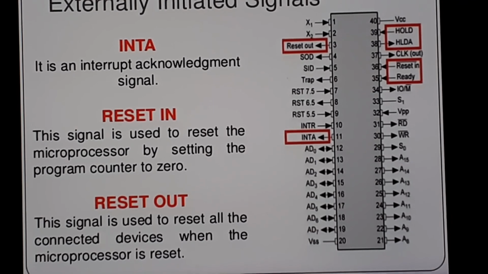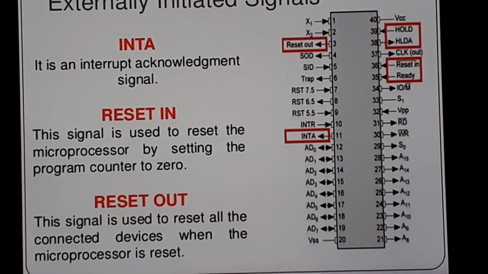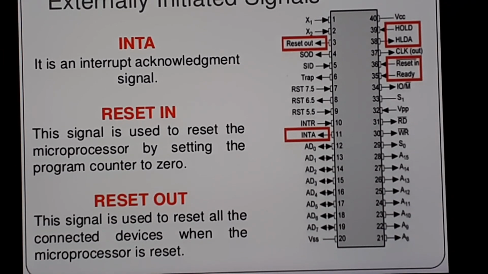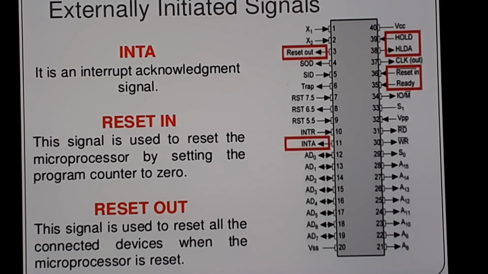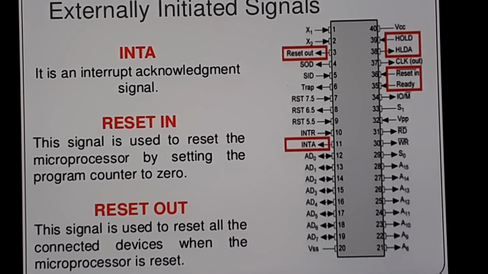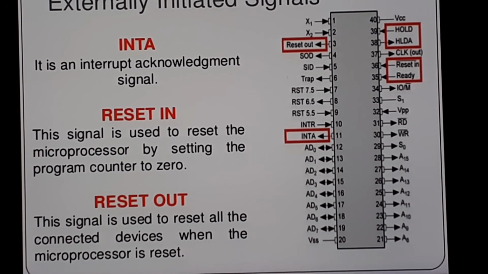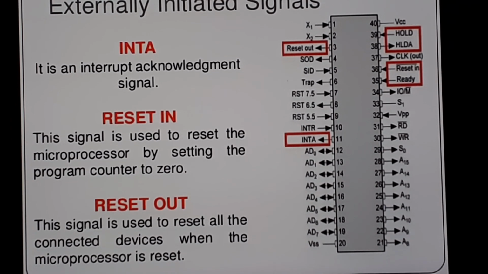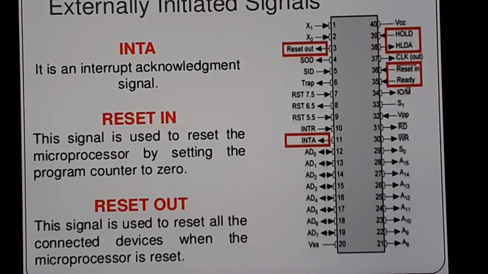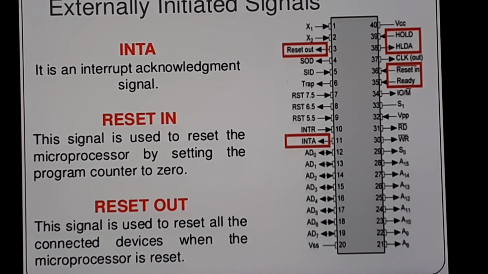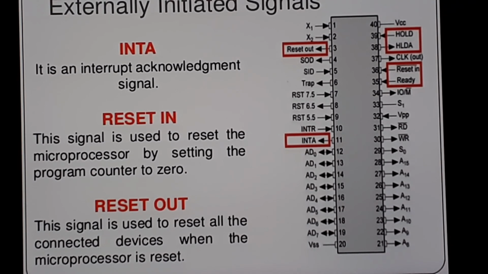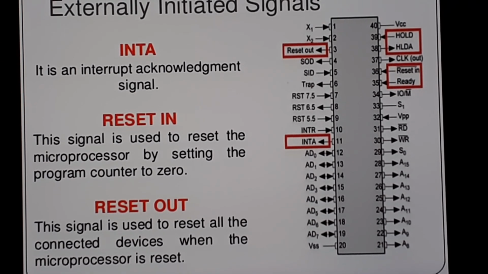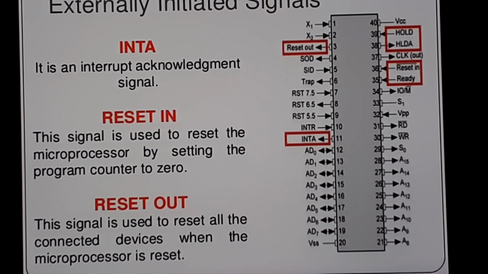The next pin is reset in. Now we'll see reset in and reset out together. If you see in the diagram, reset in is pin number 36 and reset out is pin number 3. Reset in has a bar on top of that pin, so it is reset in bar. A bar on top of a pin means this particular pin is active low. So when the signal on this pin goes low, the program counter is set to 00.